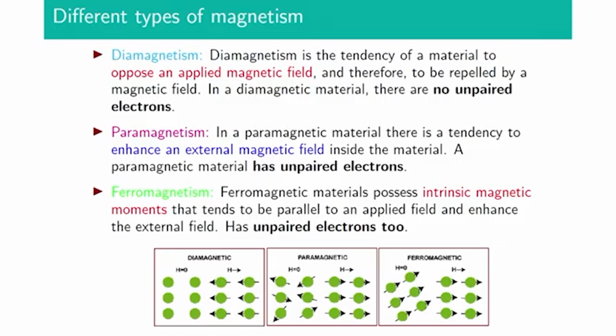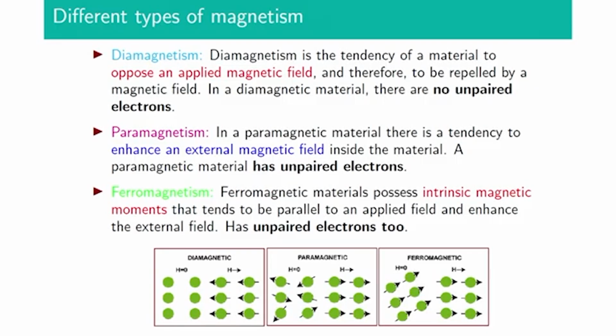And ferromagnetic materials possess intrinsic magnetic moments, and they tend to align parallel to the applied field and enhance the external field. It also has unpaired electrons, and the picture that you see there is a schematic picture. All these green dots are the particles carrying the spin, like the electrons. At H equal to 0, you have these as neutral particles, they do not do anything. If you put an H pointing in the rightward direction, then the magnetization develops in the leftward direction as shown.